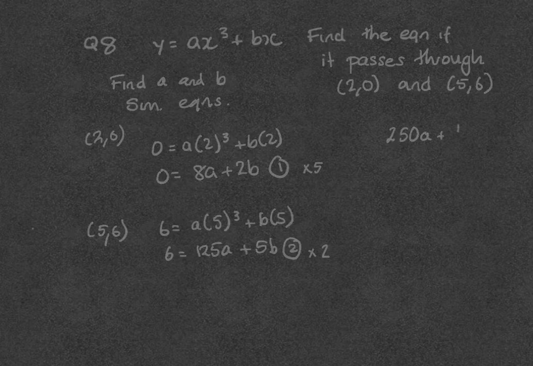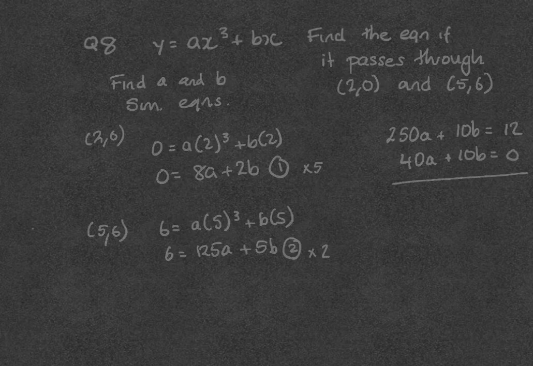So I'm writing number 2 first, and I've sort of swapped it around from the left to the right. So I get 250a plus 10b equals 12. I've times everything by 2. And then equation 1, I've times everything by 5.